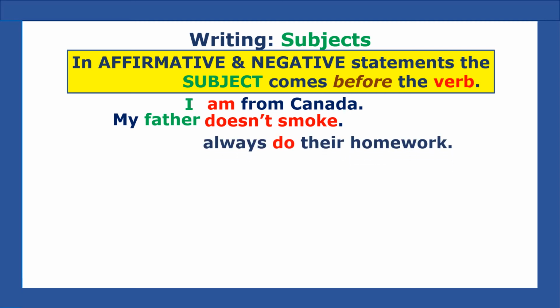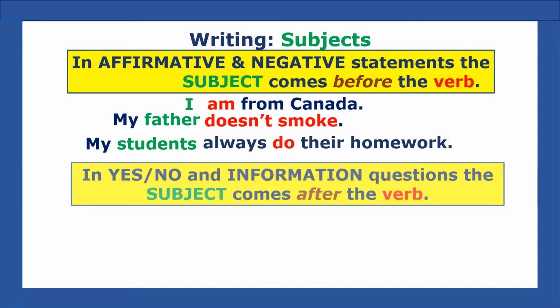"Always do their homework." What is the verb? Do. Do we know who always does their homework? No, we don't. My students always do their homework. What is number 1? Subject. What is number 2? Verb. Why? Because it is an affirmative statement.